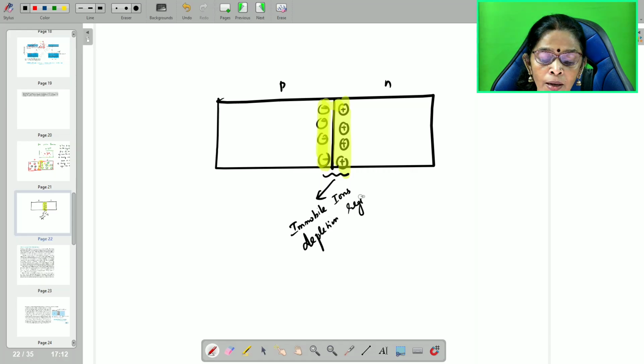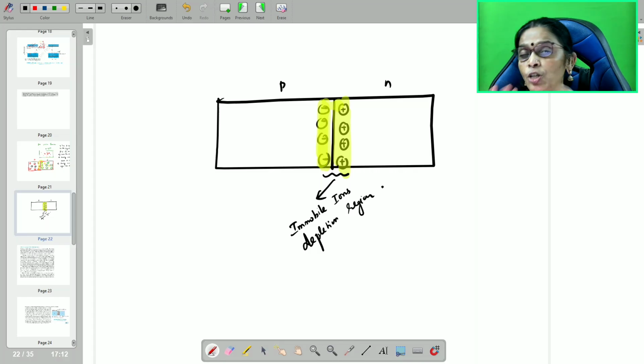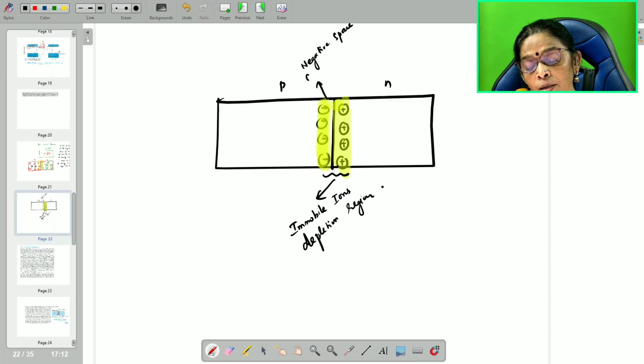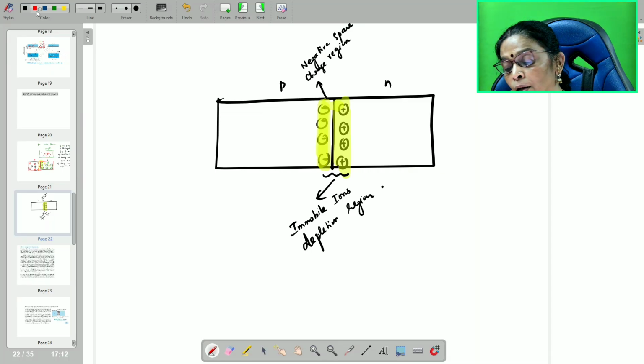What region, children? Depletion, very easy, children. The n side is rich in electrons, the p side is rich in holes. Electrons from the n side move toward the p side. When most of the electrons move from n to p, slowly the holes come and occupy the position. Therefore this is called the immobile negative space charge region. Where is the negative space charge region created? Near the p side, and the positive space charge region.